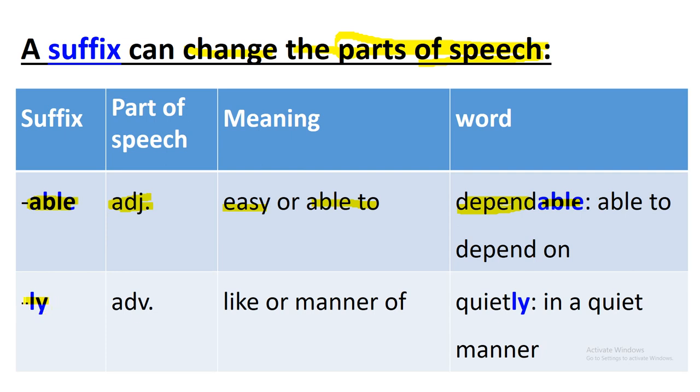I have the suffix ly. For example, quietly. Quiet is an adjective, but after adding the suffix ly, it becomes an adverb. And the suffix ly has the meaning of like or manner of. Quietly means in a quiet manner, in a quiet way. For example, he spoke quietly, so he spoke in a quiet way or in a quiet manner.